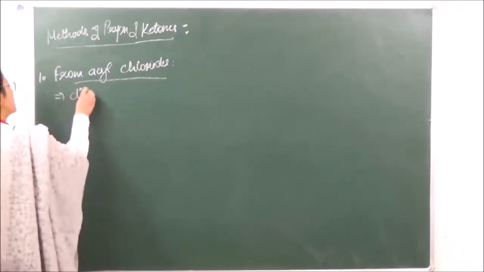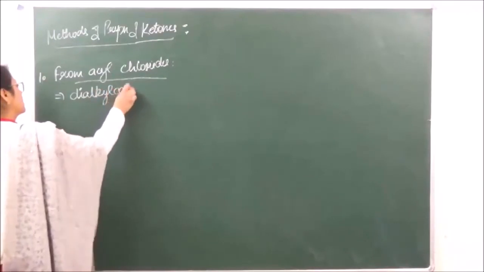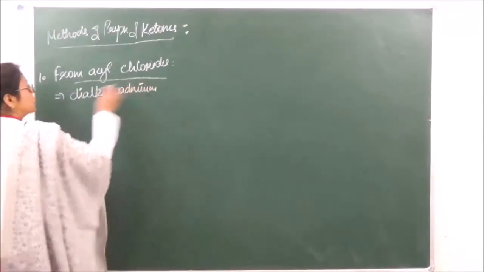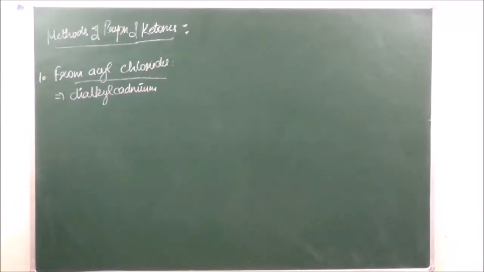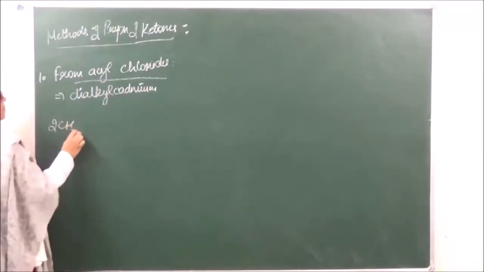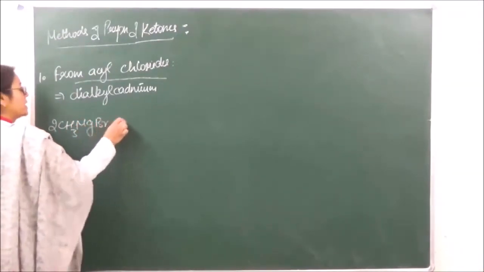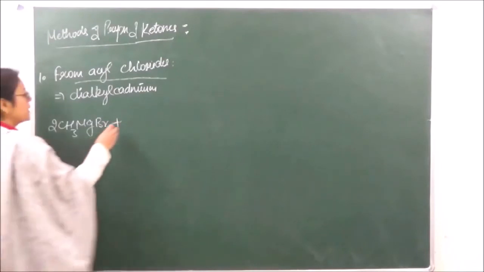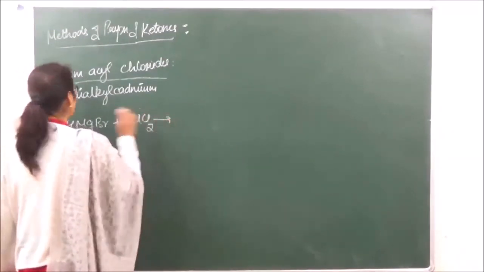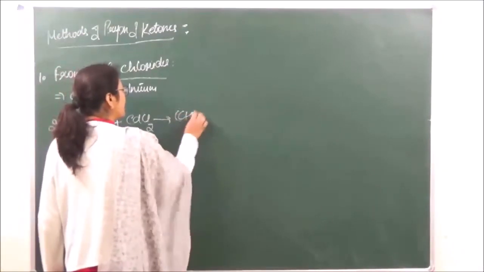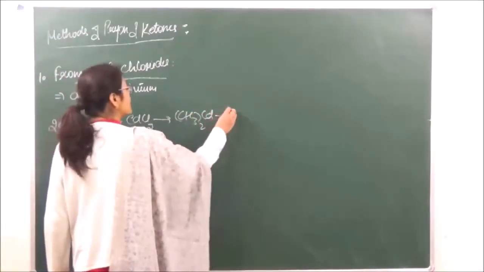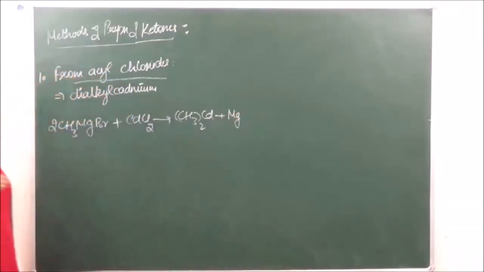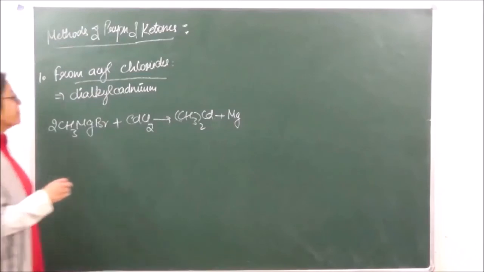From acyl chlorides. Over here we are going to react the acyl chlorides with dialkyl cadmium. Now how are we going to prepare dialkyl cadmium? We are going to take Grignard reagent and react it with cadmium chloride, when we will get diethyl cadmium plus MgBrCl.